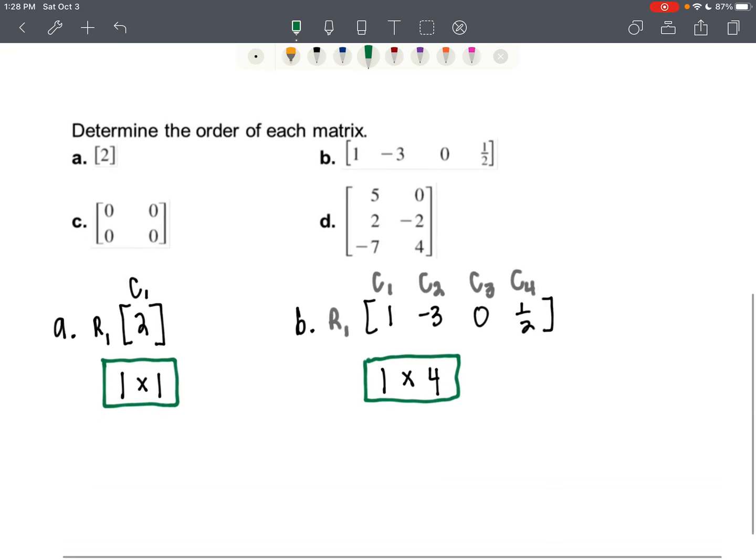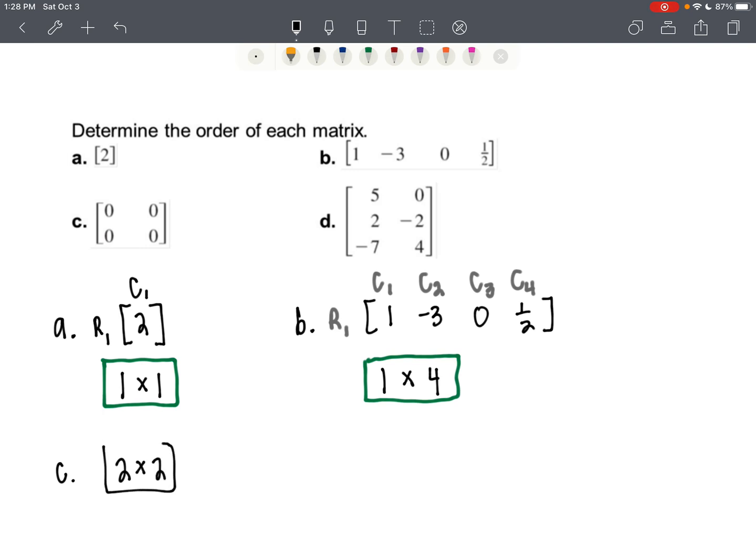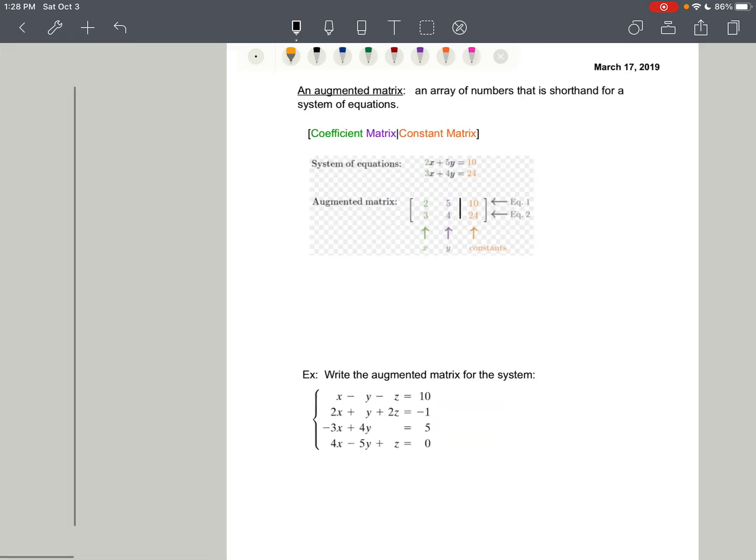Okay, you go ahead and try C and D. And if you are back, I'm going to give you the answer. C is a 2 by 2. And D is a 3 by 2. So I think that we're ready to move on.